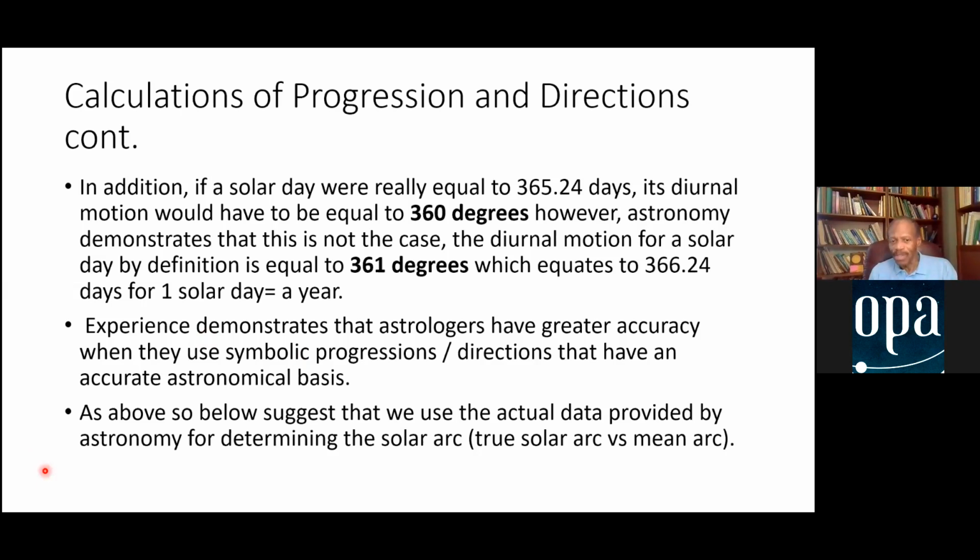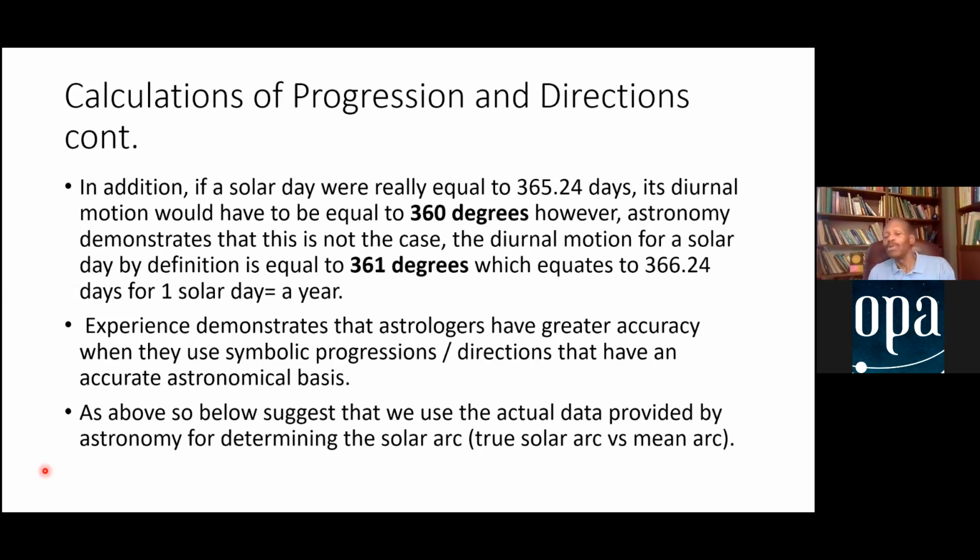Experience demonstrates that astrologers have greater accuracy when they use symbolic progressions and directions that have an accurate astronomical basis. As above, so below suggests that we use the actual data provided by astronomy for determining solar arc. For example, true solar arc versus the mean solar arc.